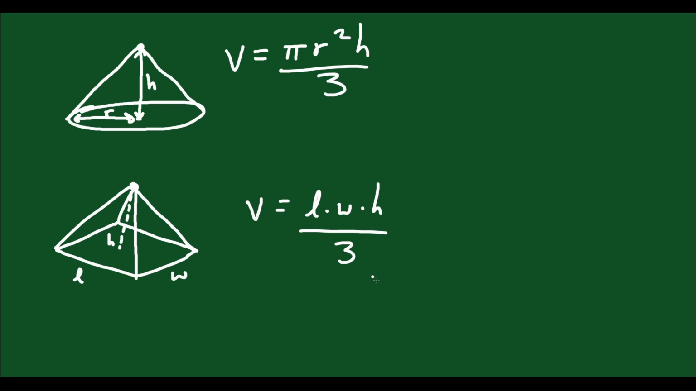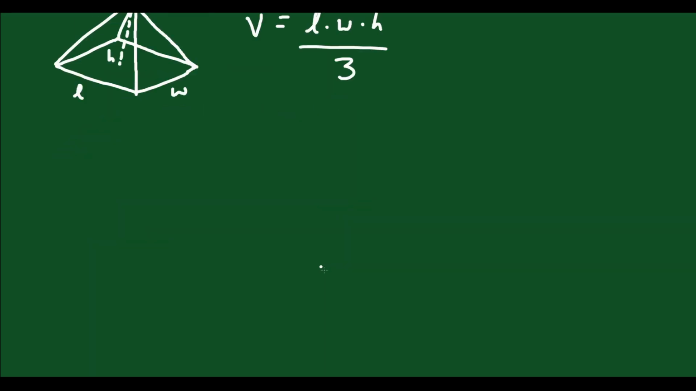3. Kind of similar to the cone, right? You can see the similarities. The cone obviously uses pi in the radius because the bottom is a circle, whereas this base over here is a rectangle, so they use length and width. But other than that, they're pretty similar.